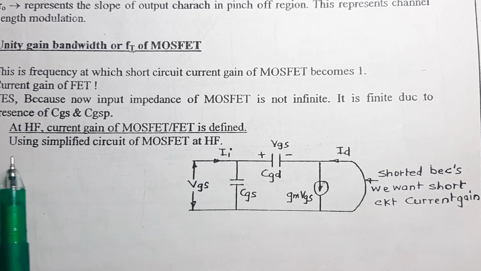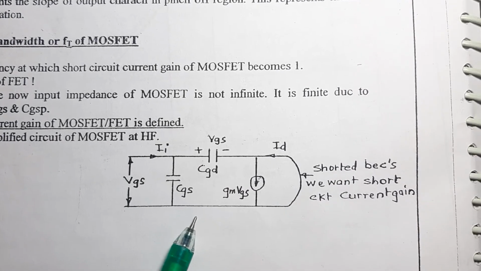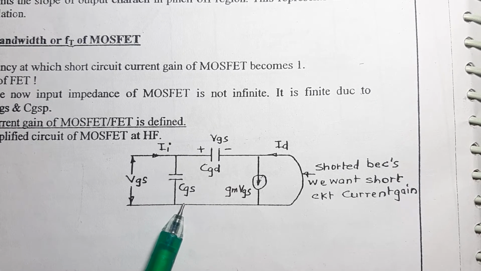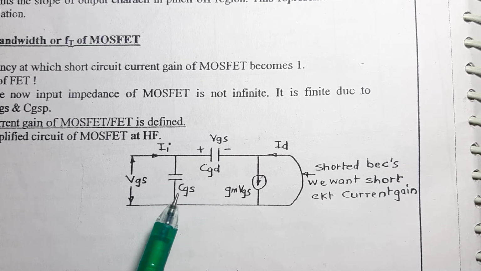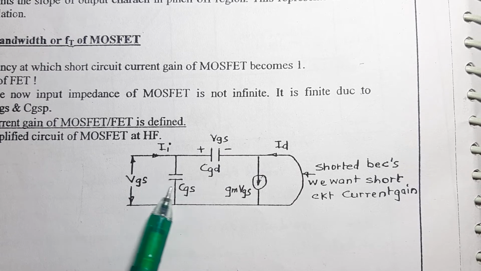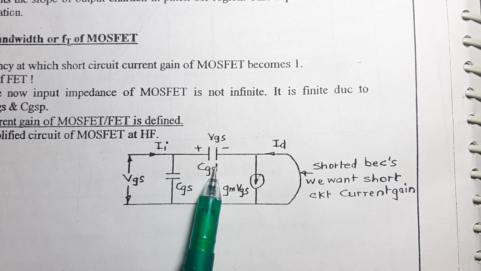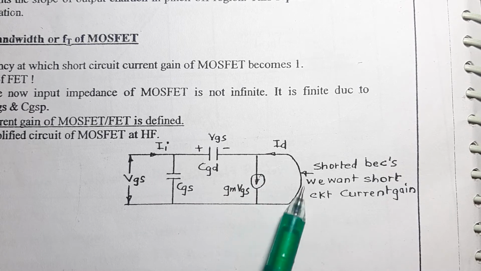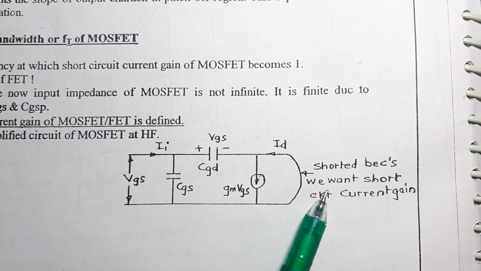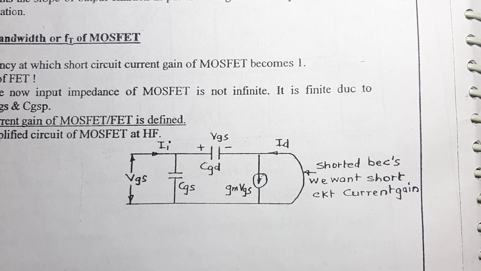Now, using the simplified circuit of the MOSFET at HF, this is the diagram for the final MOSFET. As you can see over here, you have an input CGS present on the input section, wherein you have a CGD which is connected between output and input. So this has to be Millerized into two sections, one at the input and one at the output. Now over here, the output terminal is shorted because we want the short circuit current gain. Hence we have shorted this part over here to get the short circuit current gain.